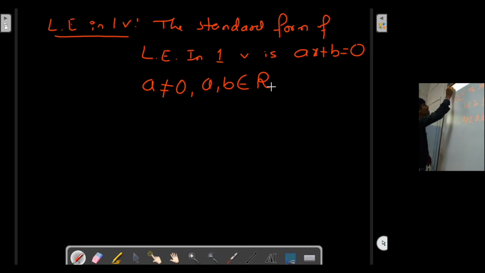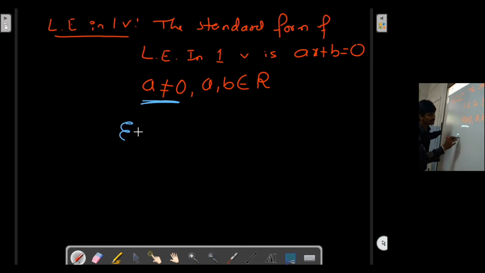If I write a is equal to 0, what will happen here? Then it becomes b is equal to 0, so b is any real number, and here we cannot decide the degree of the polynomial. If we cannot decide the degree of a polynomial, then how can you say it is a linear equation in one variable? So that's why a is not equal to 0. We need at least one variable having degree 1. Then only we can say that the equation is a linear equation in one variable.